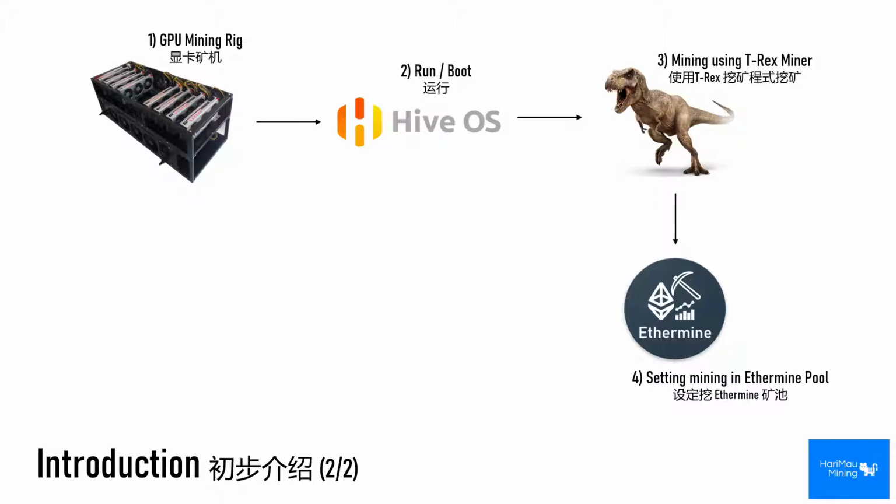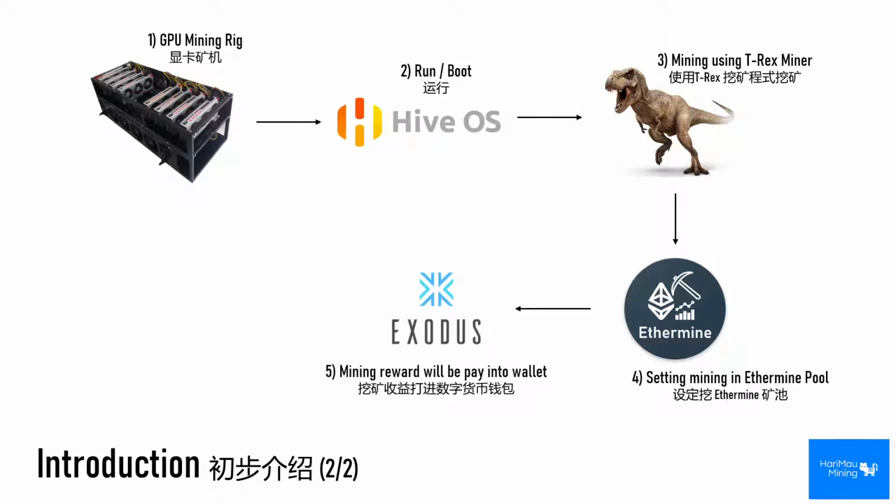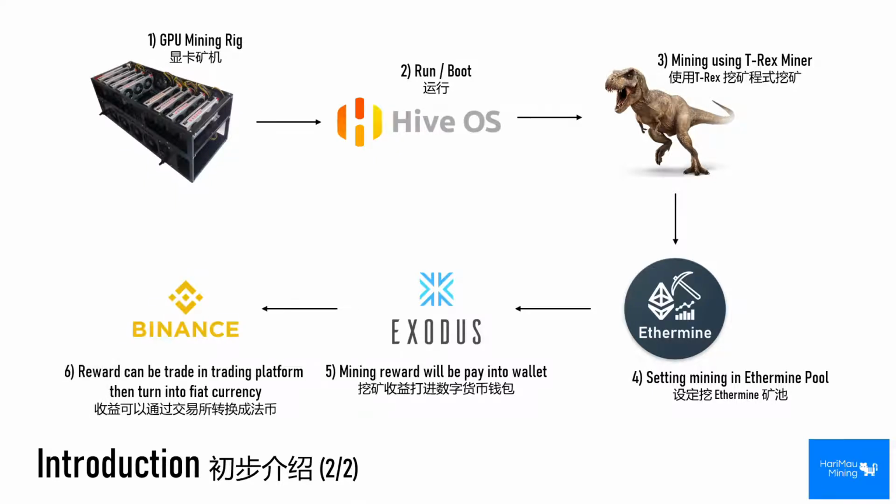Then the coin will be paid inside the pool, so you need to set up the mining in the Ethermine pool. The example that we use here is Ethermine, and whenever the mined coin reaches the payout limit, the pool will pay all the mining rewards into your wallet. Whenever you want to turn the reward into fiat currency, you need to transfer the coin from your hot wallet to a trading platform wallet. And last, when you have turned your coin into fiat currency, you need to consider whether to invest in a new rig or use the money as it is.